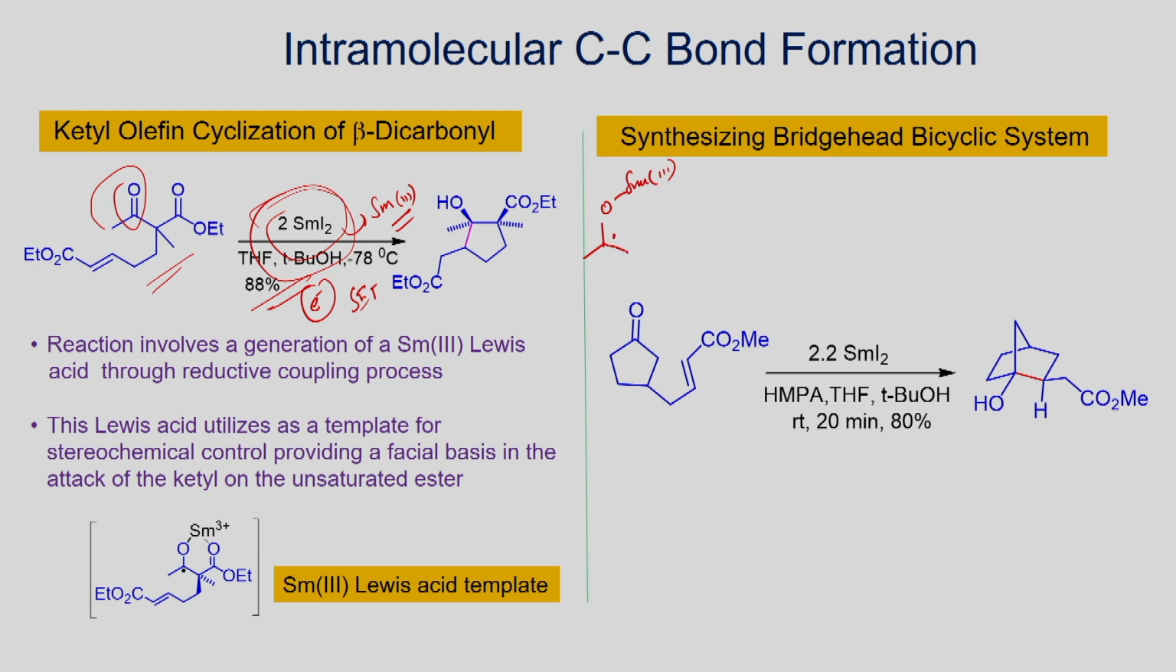this radical. Once you form this radical, this radical can undergo intramolecular cyclization and you will be able to form a ring by exo cyclization.